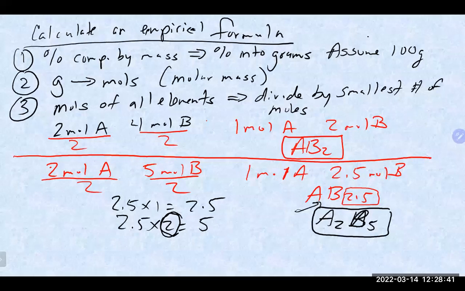So grams to moles, divide by the smallest number of moles. If you hit whole numbers, you're good. If not, you need to figure out how to get to a whole number. And that would be how you get to your empirical formula.